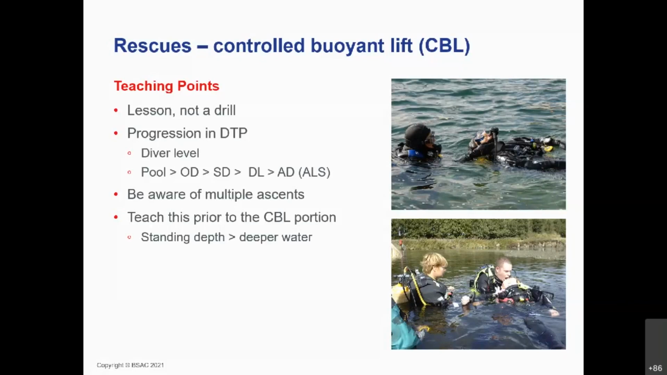So when we go in, we'll start with this in standing depth, make sure we're getting the technique right, then move into deeper water so we see how it is when we're floating freely in the water. We're much lower in the water, and it's that little bit more difficult to get the mouth seal on the nose. And then once we're happy that everybody's done that, we can proceed to going down to wherever we're going to do the controlled buoyant lift from, but doing the full exercise, knowing that we've already mastered the surfacing portion. So once we get to the surface, we can continue on and do the tow to shore.